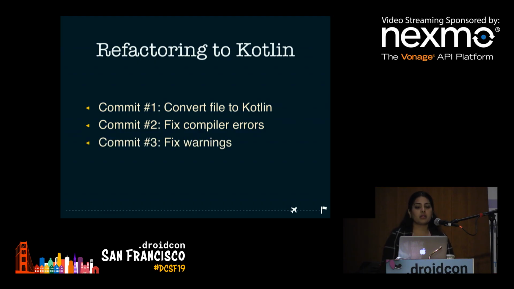And then commit number 3 could be to fix all the warnings and suggestions that come up in your IDE, and you're slowly starting to move towards idiomatic Kotlin. And last, make sure you do a last walkthrough and look for patterns that we talked about or any other patterns to convert into idiomatic Kotlin.